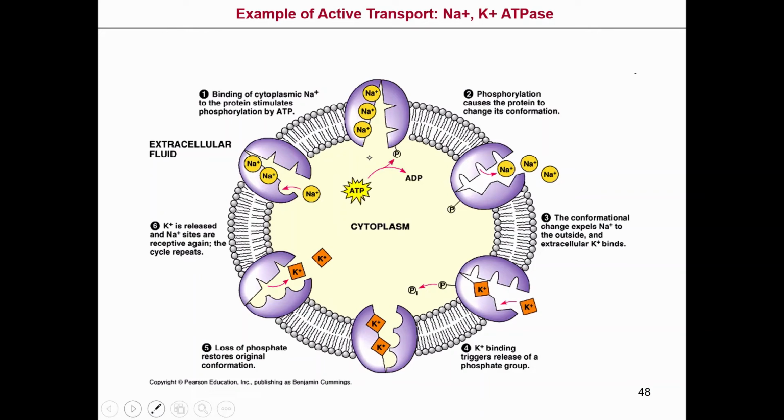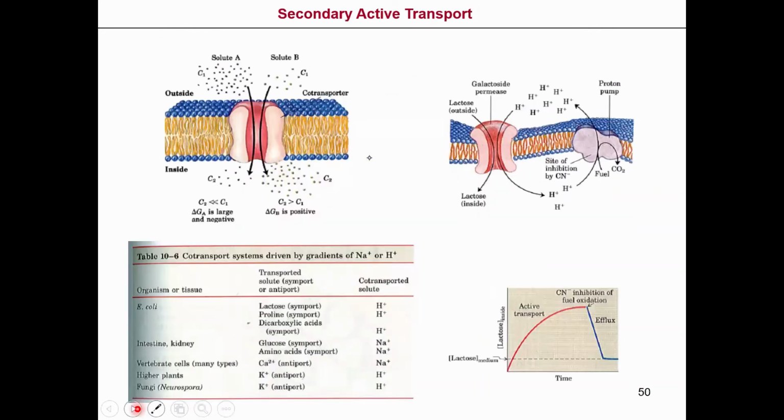In the case of secondary active transport, the solute A will be transported from the high concentration compartment outside to the low concentration compartment inside. So it means that the delta G, the free energy of the solute A transport, is negative. So this, for A, is a passive transport.